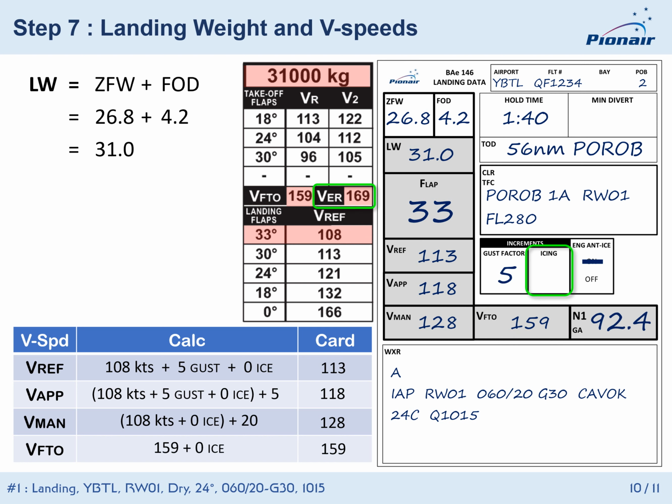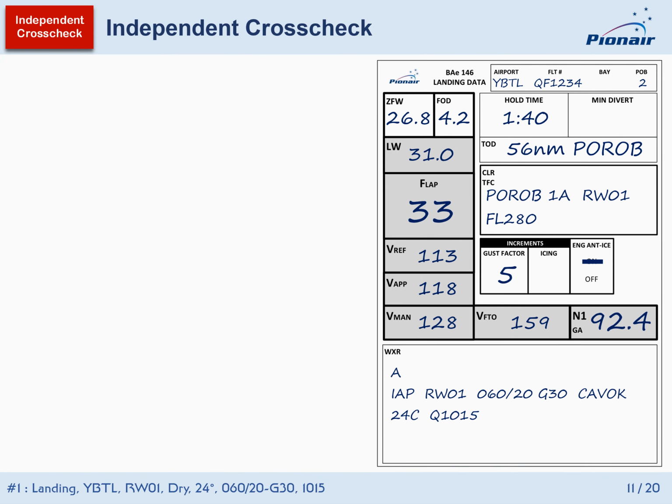And last but not least, VAR comes off the speed card. Once again, we add only the icing increment and then bug it on the ASI. VAR should always be 10 knots above the toll card and bugged VFTO speed. With the card complete, it's time to hand it over to the other pilot for an independent cross-check. While this procedure is covered in the SOPM, the following points are worth noting.